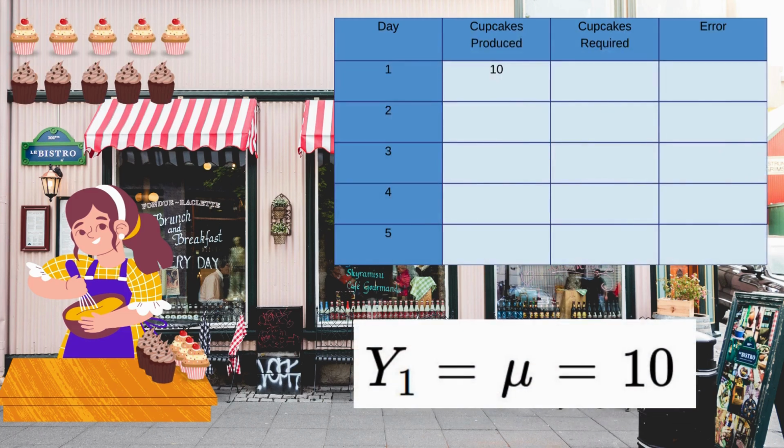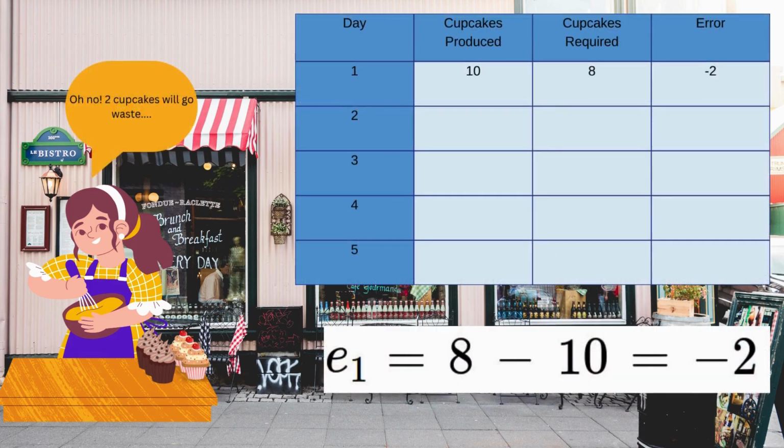On the first day, we consider the error at the previous time step as 0 and produce cupcakes equal to y1. Therefore, y1 is equal to μ, which is 10. So 10 cupcakes are produced. At the end of the first day, the shop owner informs us that the number of cakes sold that day was 8. Therefore, the number of cupcakes required was actually 8, but we produced 10 cupcakes. Thus, the error at the first time step, that is e1, is equal to 8 minus 10, that is equal to minus 2.